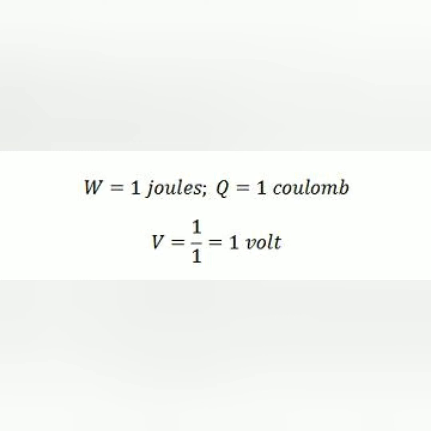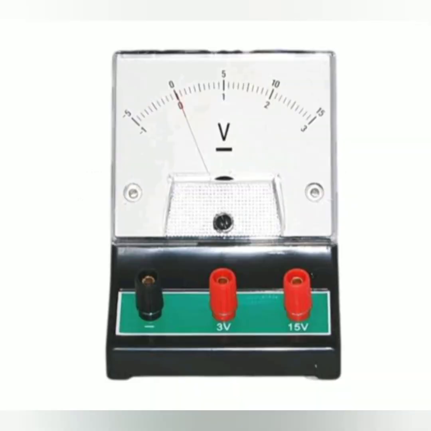And the instrument which measures potential difference is the voltmeter. And this was all about electric potential and potential difference.